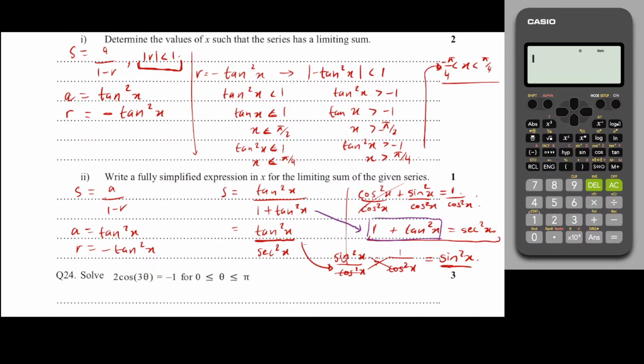So the limiting sum: if you start with tan squared x and you keep multiplying it by negative tan squared x, you're eventually going to get to sine squared x, which seems really crazy, but there you go, that's the working out for it. So yeah, pretty cool, I think, anyway. But trigonometry, man, it's tricky.